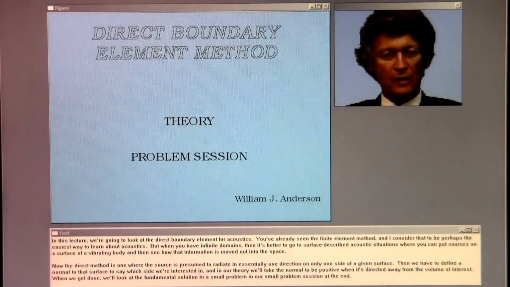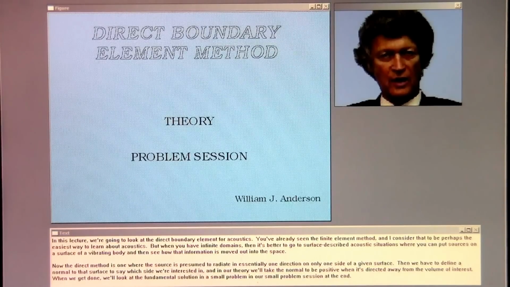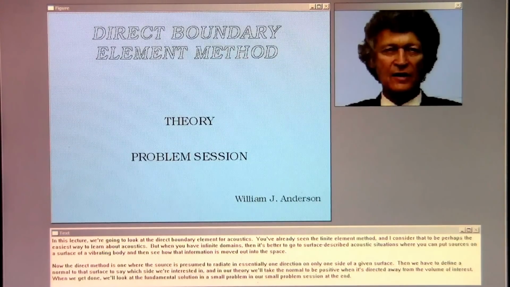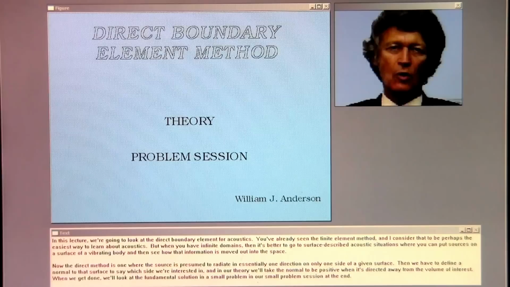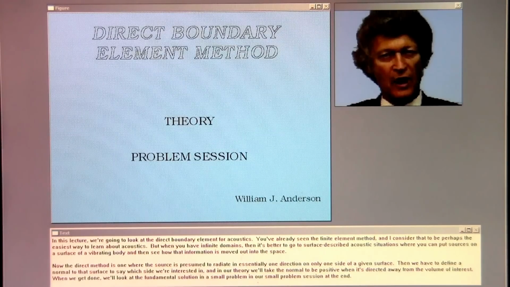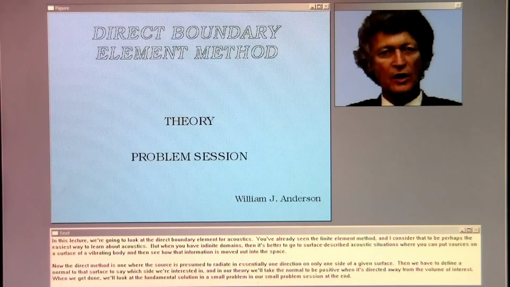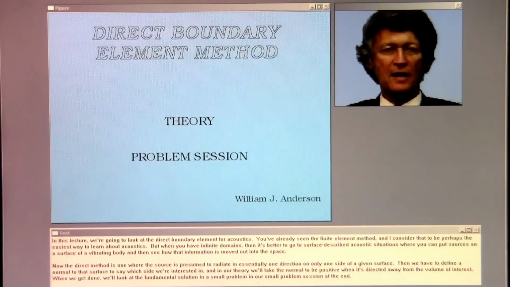In this lecture, we're going to look at the direct boundary element method for acoustics. You've already seen the finite element method, and I consider that to be perhaps the easiest way to learn about acoustics. But when you have infinite domains, then it's better to go to surface-described acoustic situations where you can put sources on a surface of a vibrating body and then see how that information is moved out into the space.